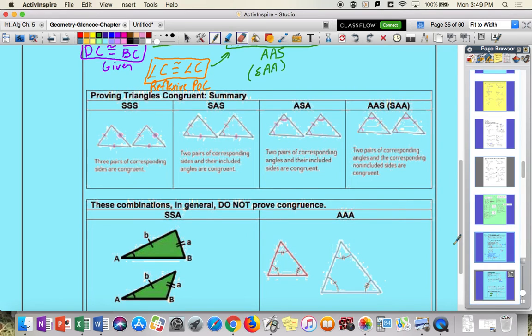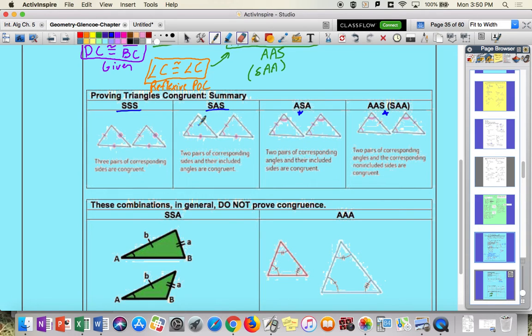So let's summarize then our 4 congruent shortcuts. We've got side, side, side, which is the easiest one to remember. Side, angle, side is probably the next easiest to identify. These two can sometimes be confused though, the angle, side, angle, and angle, angle, side. So just be clear about that. Notice where the included side is. Is it between the 2 angles? Then it's angle, side, angle. Is it not included between the 2 angles? Then it's angle, angle, side. So those are the 4 congruent shortcuts that prove that all of the rest of the parts would also have to be congruent.